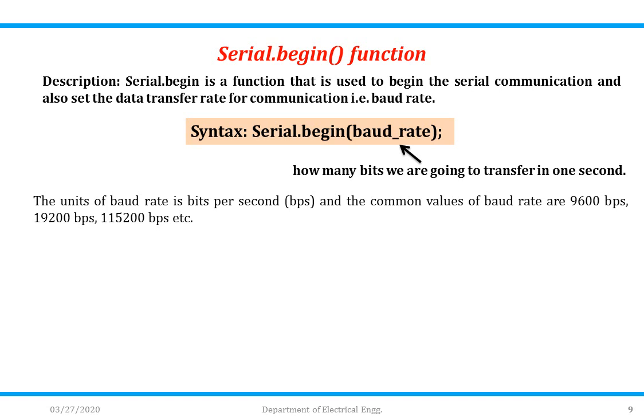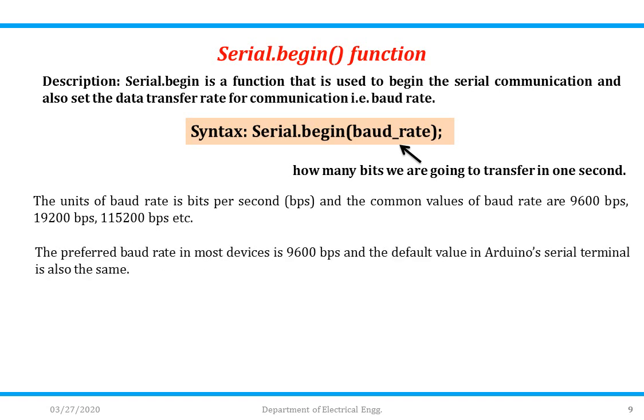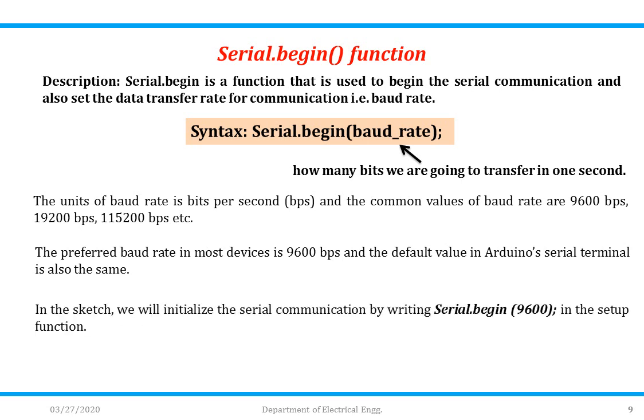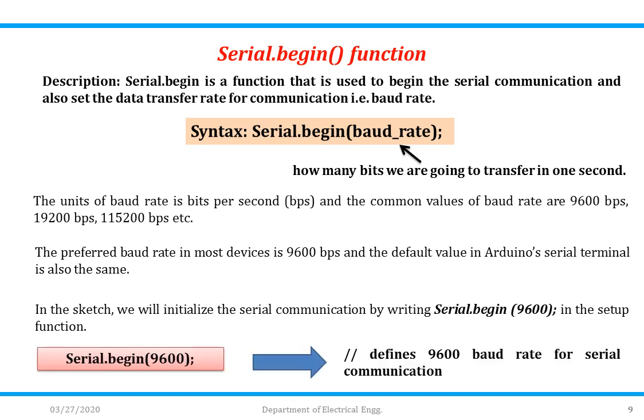The unit of baud rate is bits per second, BPS, which we already discussed in a previous slide, and we also discussed the common values of baud rate as 9600, 19200, etc. The preferred baud rate in most devices is 9600 BPS, and the default value in the Arduino serial terminal is also 9600. In the sketch or program, we initialize the serial communication by writing Serial.begin(9600), and it has to be written in the void setup function. So what is the meaning of Serial.begin(9600)? It defines a 9600 baud rate for serial communication.